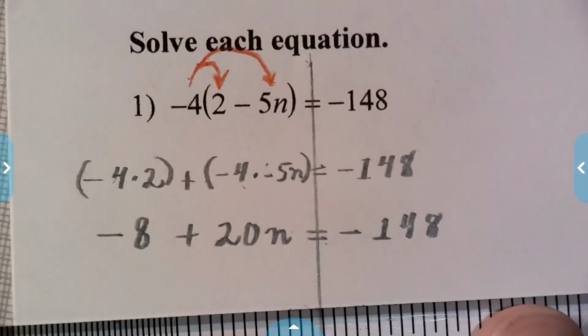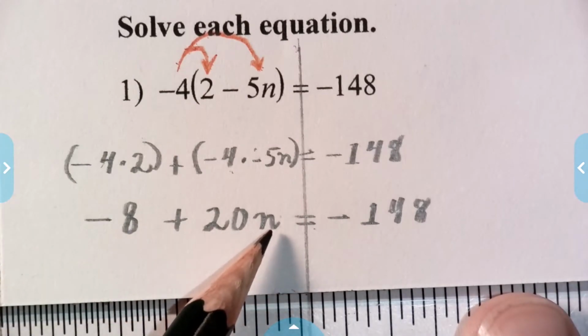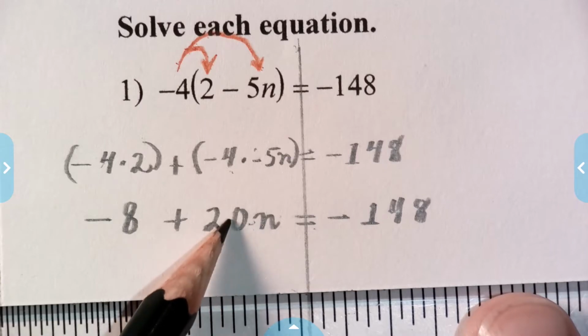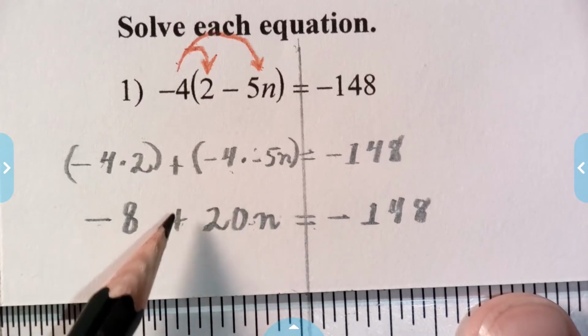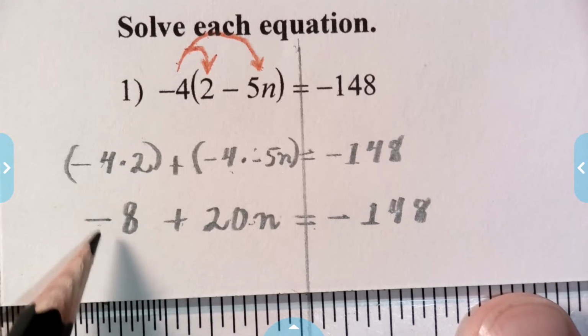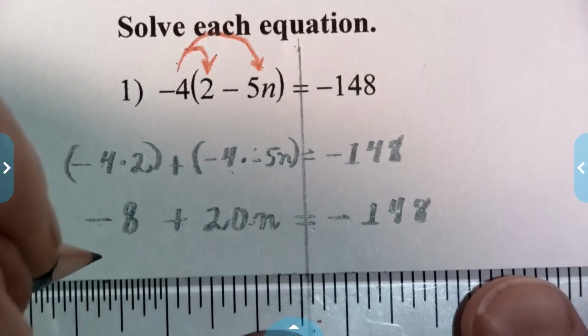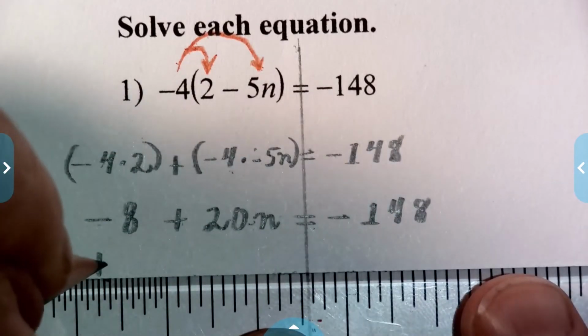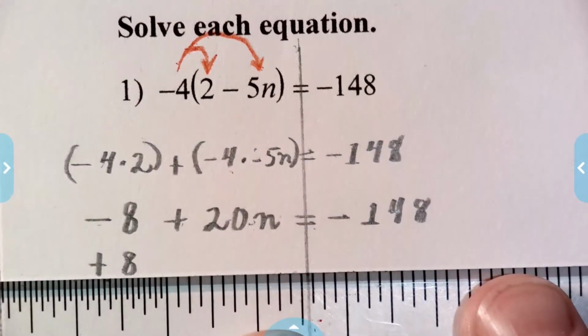All right, so now we want to peel the onion from the outside in. I want to get to that n right there. It's being multiplied by 20, and the 20n has -8 added to it. So I want to get rid of this -8. So I have to do the inverse operation. In other words, I'm going to add 8 to both sides of the equation.